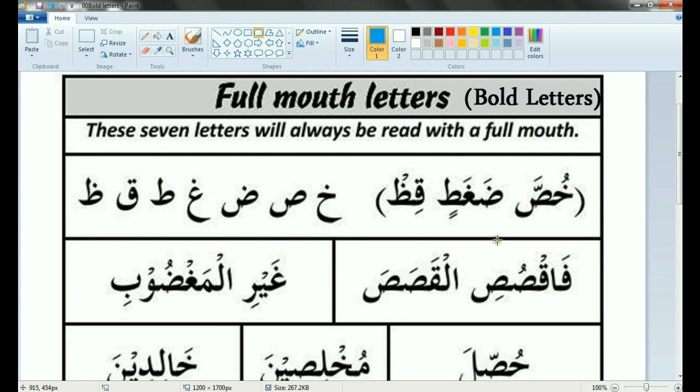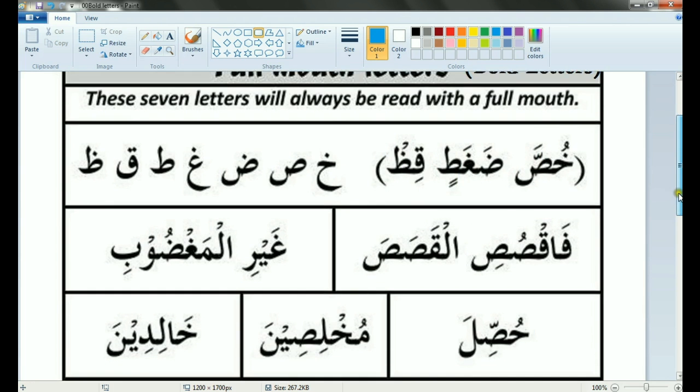And the combination of these seven letters is khussa, dagatin, qid. Okay, khussa, dagatin, qid. Remembering the combination makes it easy for you to remember the seven letters. So when you break it down, you get these seven letters: kha, sad, dad, ghain, ta, qaf, za. Okay, now I'm going to read these examples and you can repeat after me.